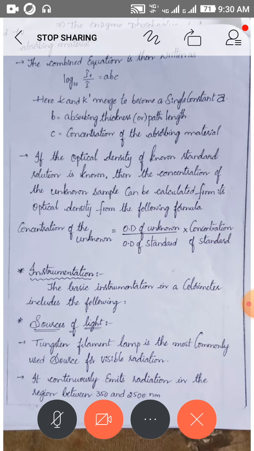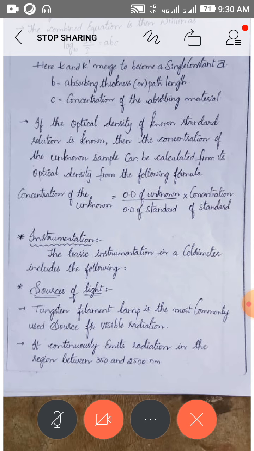If the optical density of a known standard solution is known, and we have to find the optical density of an unknown solution, then we follow this formula: concentration of the unknown is equal to OD of unknown by OD of standard into concentration of standard. So this is the principle of the colorimeter.